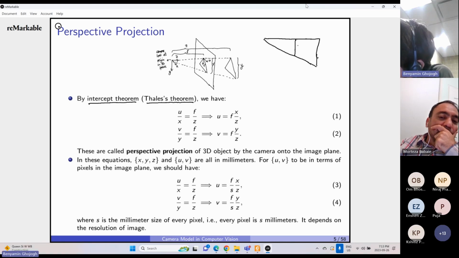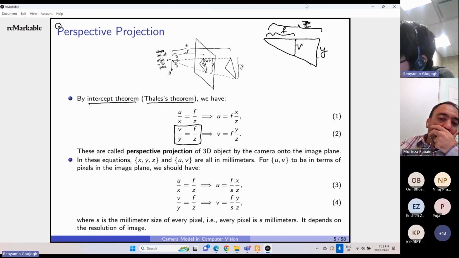So this is V, this is Y, this is F, and this is Z. Okay. Then do you agree that we have this? This is Thales theorem or intercept theorem. V over Y equals F over Z, right? We learned that in geometry.